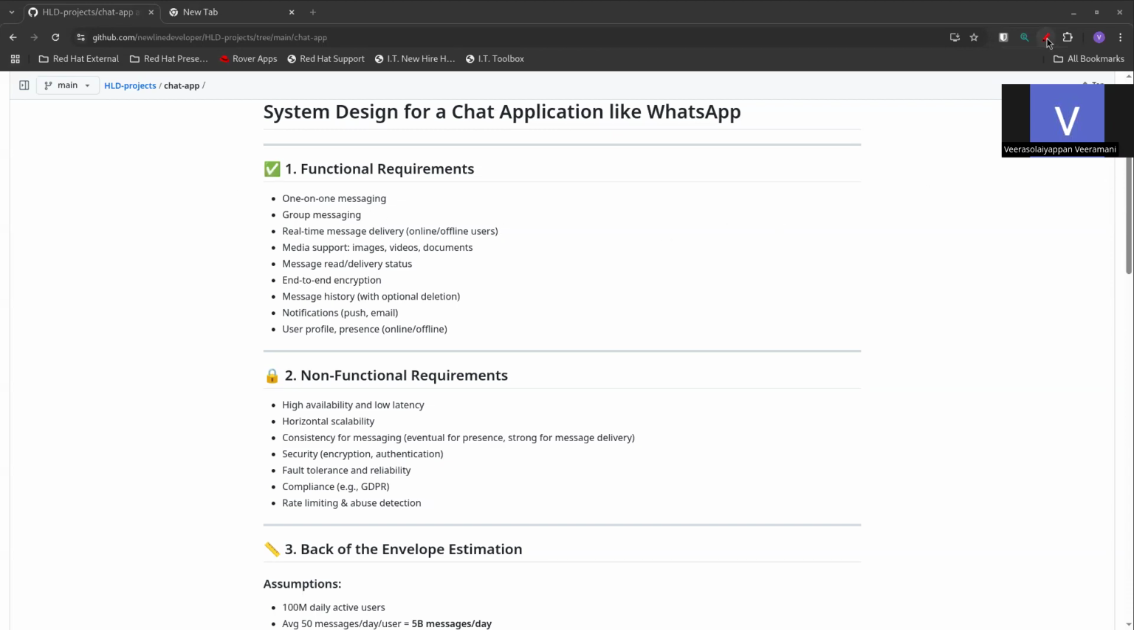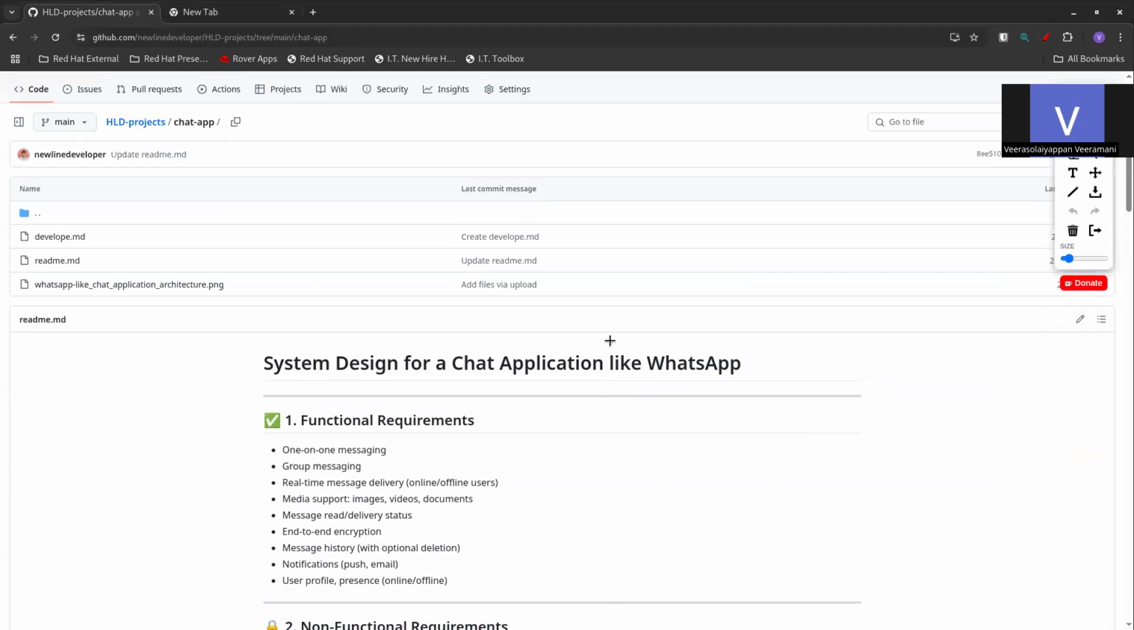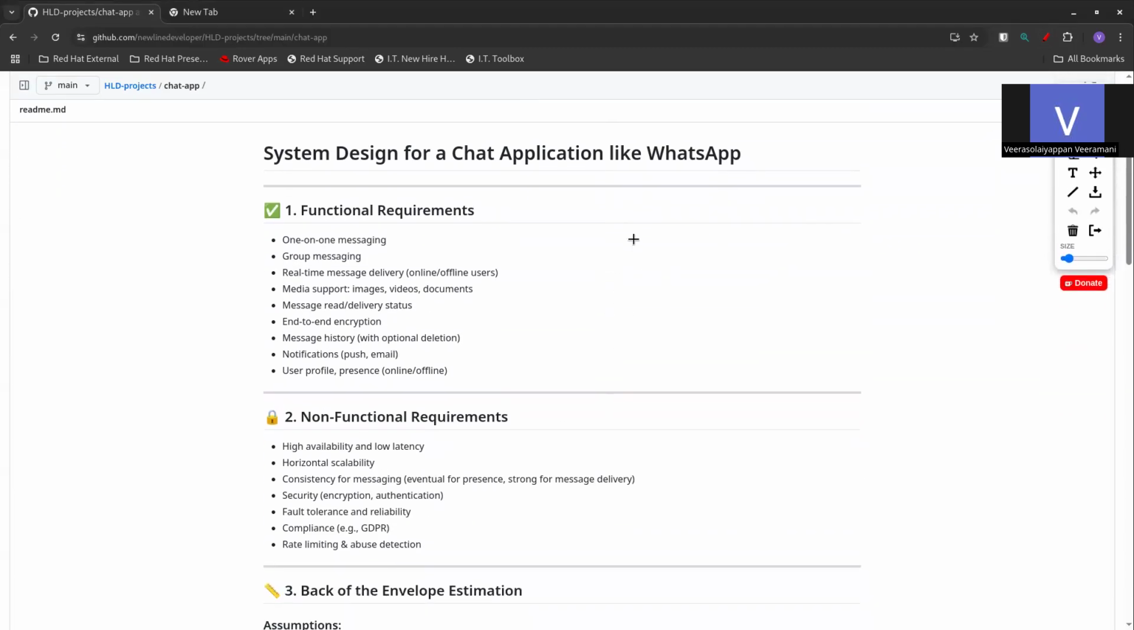Hi everyone. So we are happily inviting you to another system design series use case. In this session we are going to discuss how a chat application functions, like WhatsApp, Messenger, Telegram, whatever chat application we have, and if you want to build one, what are the things we have to do?